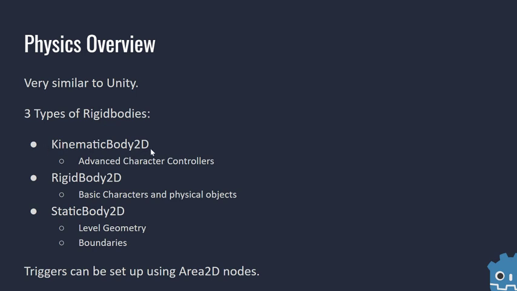There's kinematic body 2D, which is basically a physics body that doesn't really interact with the physics engine. It says advanced character controllers. This is basically for any object that you want to move yourself. You don't want to use the built-in gravity or anything else like that. You just want to control it yourself. So if you want to do that, then you would use a kinematic body 2D.